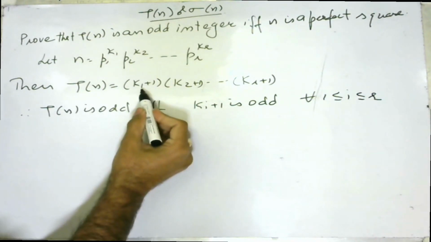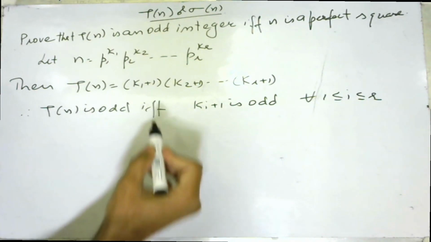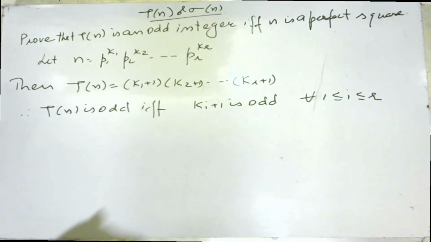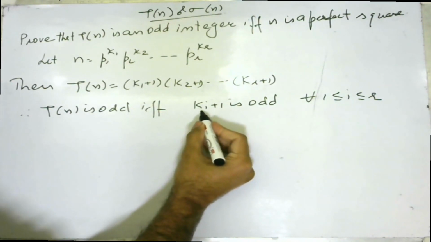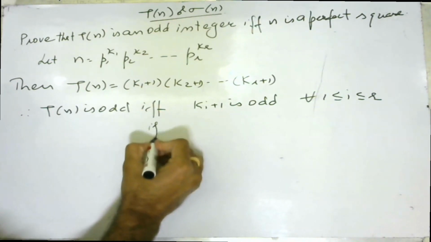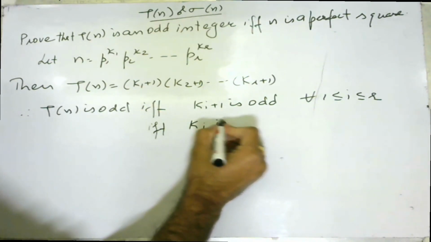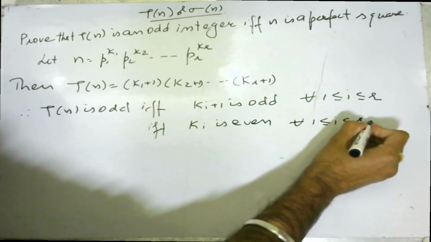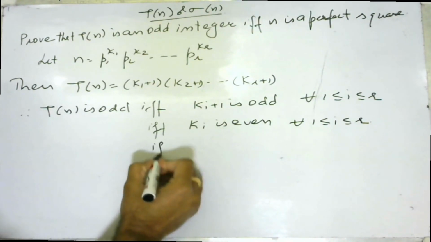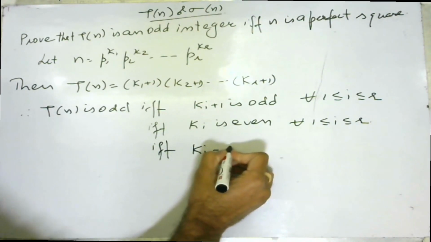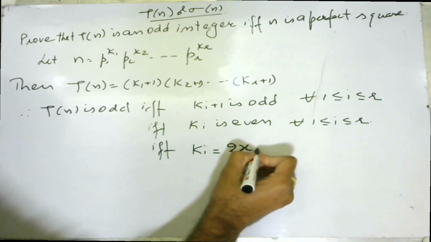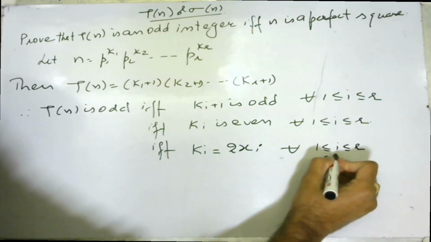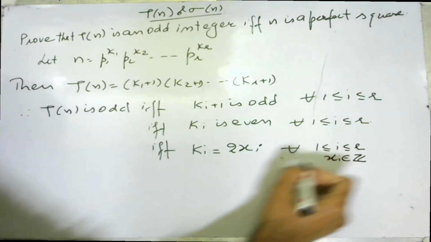So as we know, the product of odd integers is odd. If all of these are odd, then their product is odd, meaning tau of n is odd. So here, as you see, ki plus 1 is odd if and only if ki is even, again for all i from 1 to r. And ki even means that ki is of the type 2xi, for all i from 1 to r, and xi belongs to the integers.